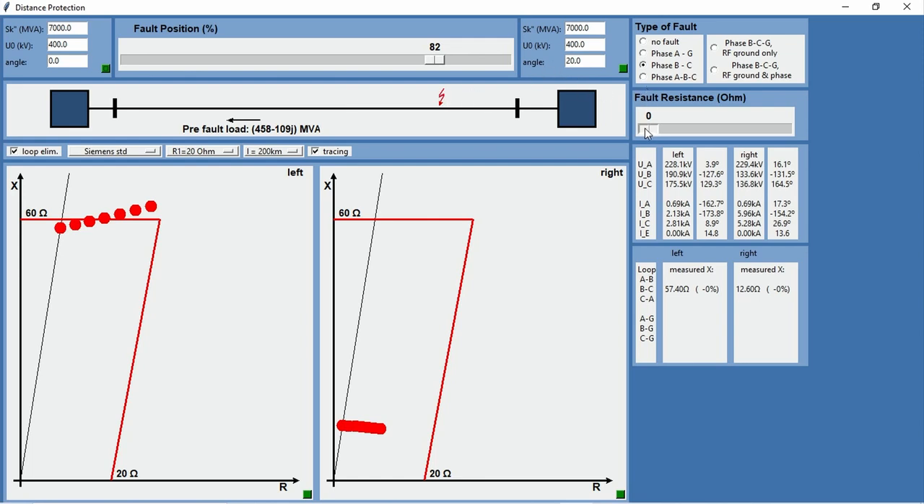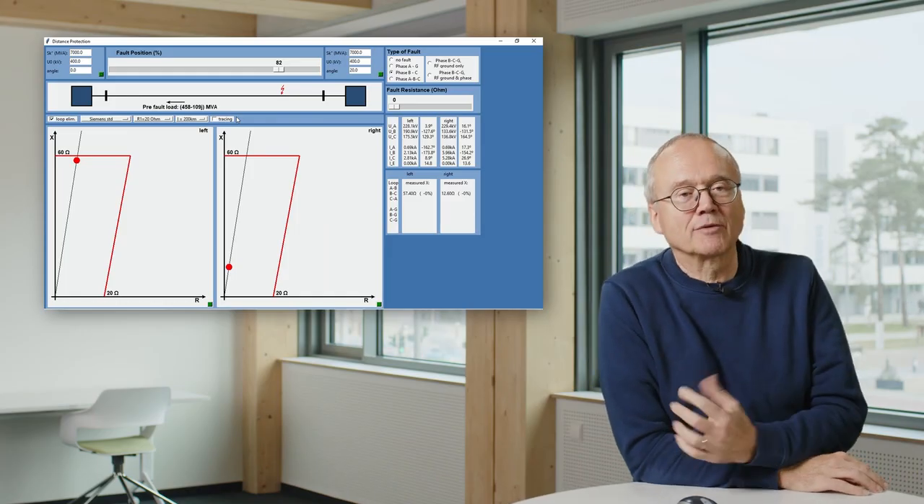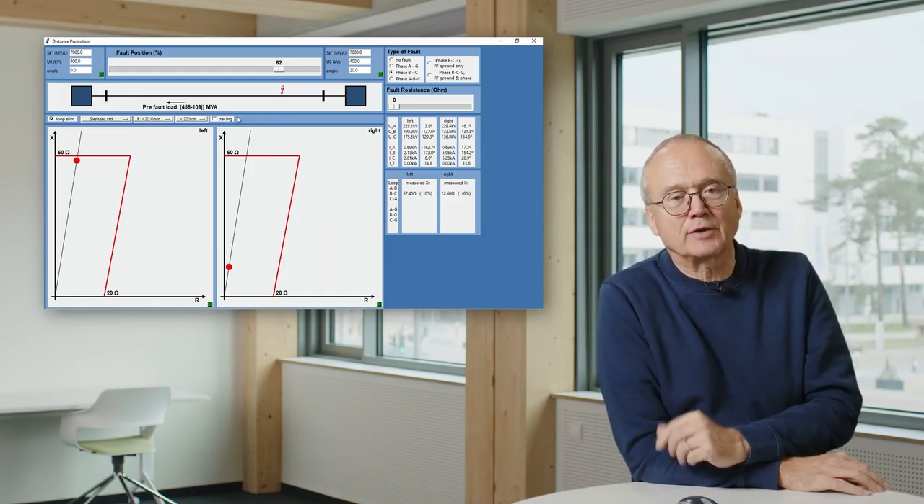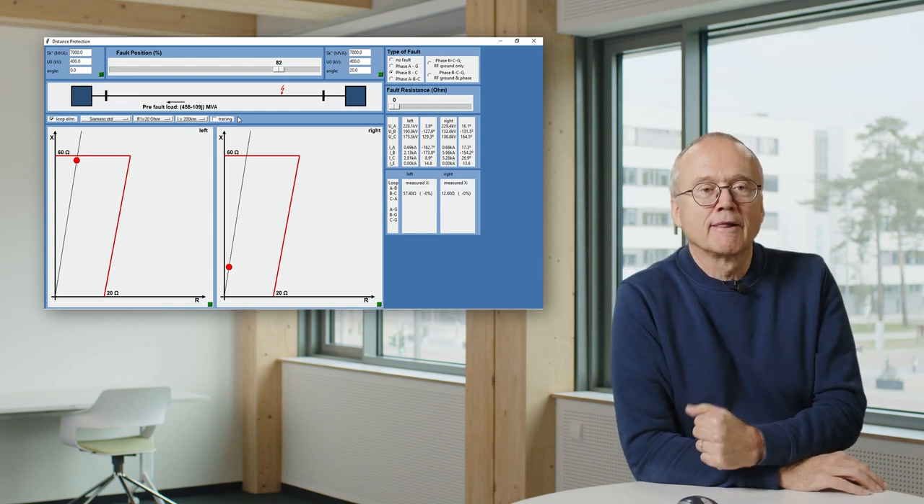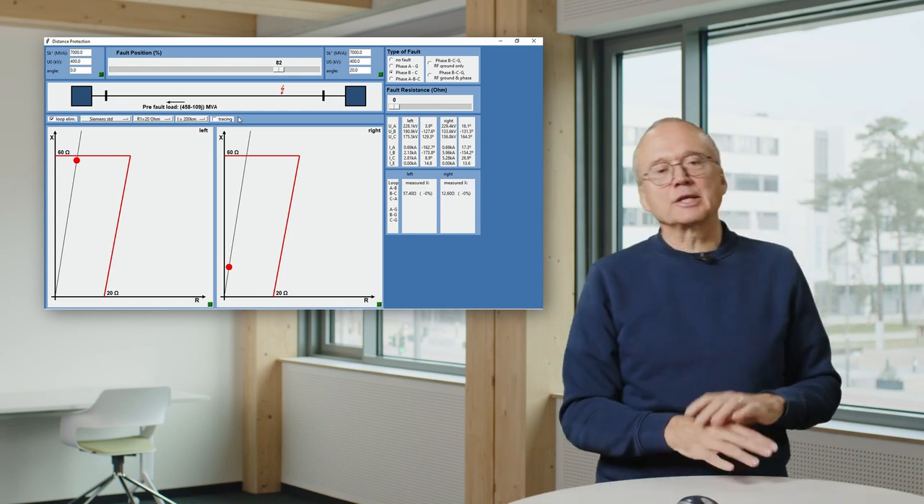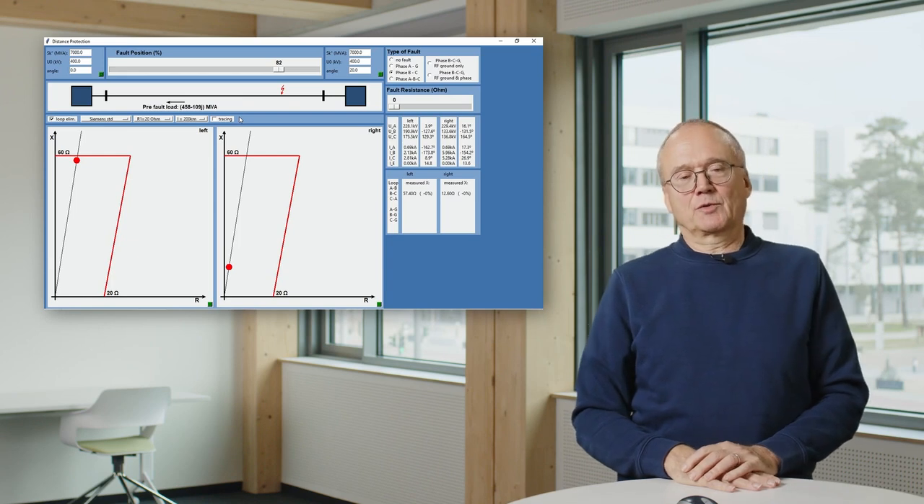So you can see the left side moves up and the right side moves down a little bit. It depends on the direction of the load flow, and of course it also depends on the amount of load flow we have there. And that is of course a thing we would not like, because in this case we had a fault at 82%, and with a few ohms we already move out of the characteristic.